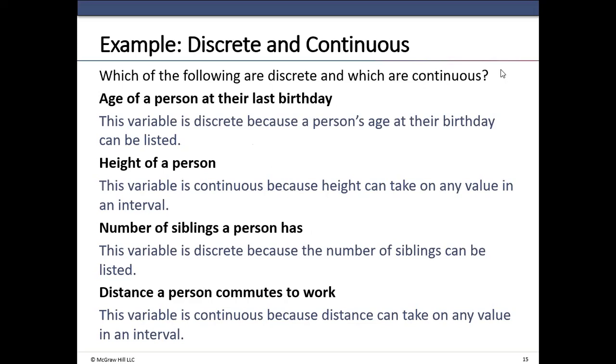Example: which of the following is discrete and which are continuous? Age of a person at their last birthday in years, so it's discrete. The variable is discrete because the person's age at their birthday can be listed.